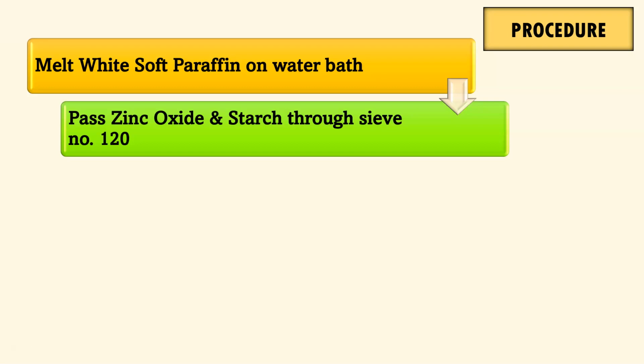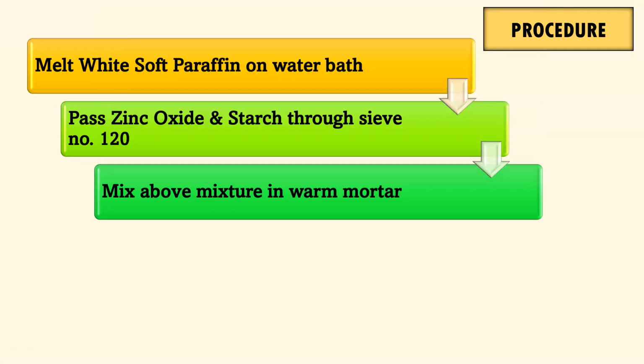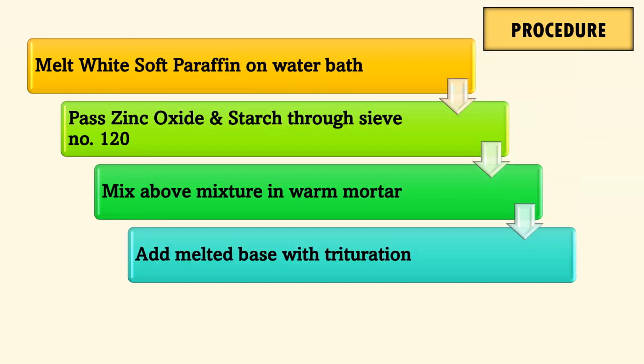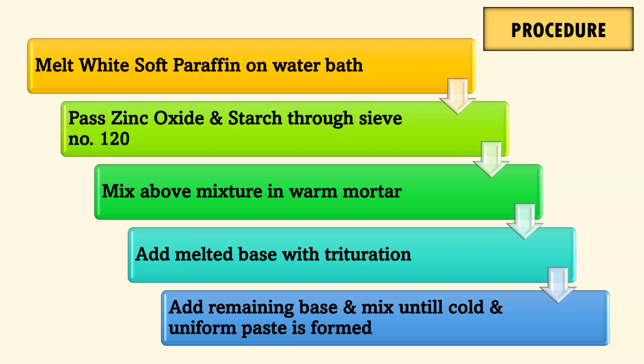First we melt the white soft paraffin on the water bath. Then we pass the zinc oxide and starch through the sieve number 120. After that, mix the above mixture in a warm mortar. Then add the melted base, that is white soft paraffin, with trituration, and finally add the remaining base and mix until cold and a uniform paste is formed. So this was the procedure to prepare the compound zinc paste.